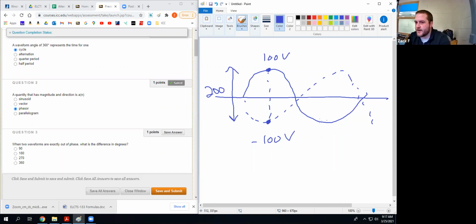I'm just saying with these two phases, the solid line and the dotted line, if you add them together, what do you get? 200. 200, because the polarity is opposite. One's a push and one's a pull. They're pushing and pulling in the same direction.